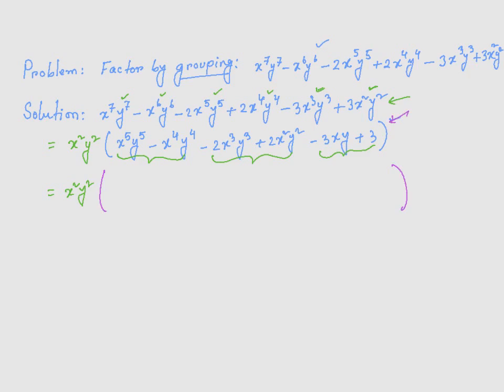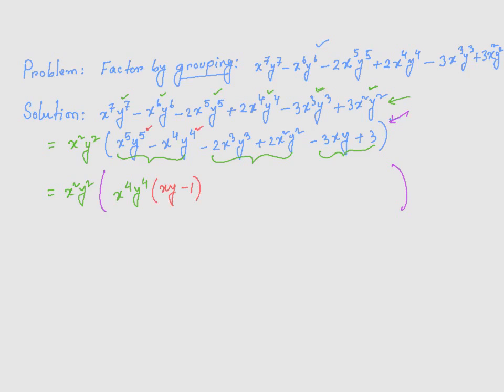So now in the first group, what I could factor out, I could actually factor out x to the power 4, y to the power 4. If I do that, then I'd get xy minus 1. Look at this. X to the power 4, y to the power 4 goes into this, x to the power 4, y to the power 4 goes into this.